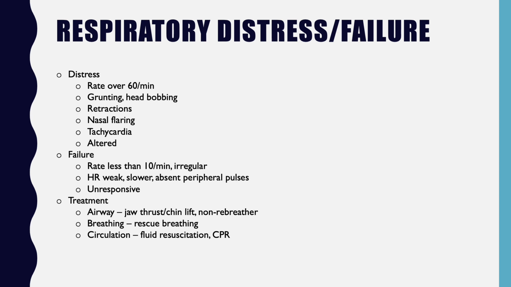Another emergent condition that requires immediate attention is respiratory distress and respiratory failure. Respiratory distress is a respiratory rate of over 60 per minute with grunting or forced expiration and head bobbing. Sternal retractions, obvious chest muscle pulling, and nasal flaring are seen. The patient will have poor peripheral perfusion, tachycardia, and altered mental status. Respiratory failure is a respiratory rate of less than 10 per minute and/or irregular respirations. They will have a slower than normal heart rate with weak or absent pulses, hypotension, and most likely be unresponsive.